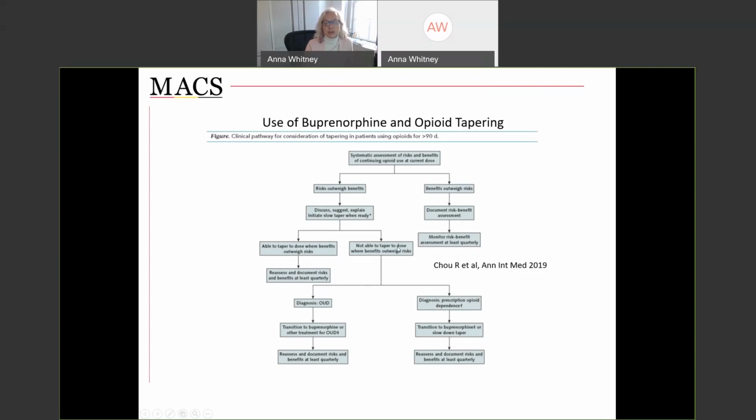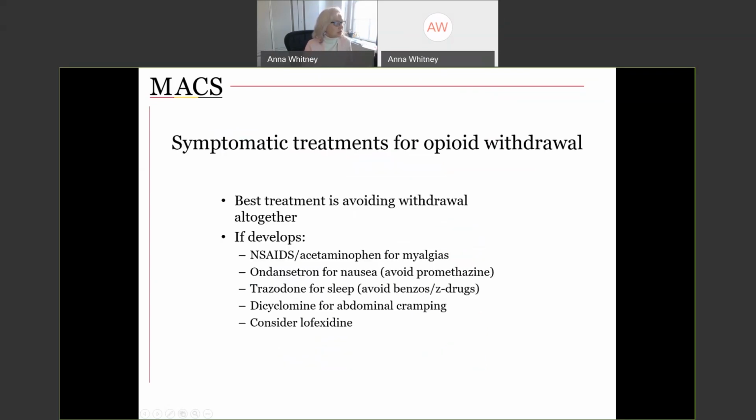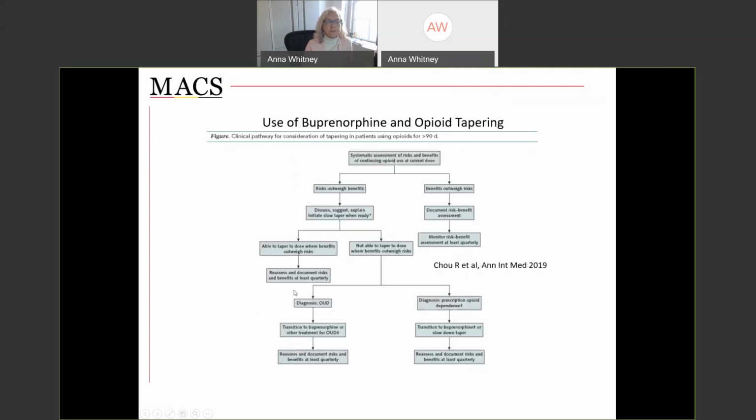And Chu and Valentine suggest that in that population, some percentage may meet the diagnostic criteria for an opiate use disorder, in which case, like Ms. DC, maybe transition to buprenorphine or some other treatment. You may be able to actually use the buprenorphine off label for their pain and on label to treat their opiate use disorder.